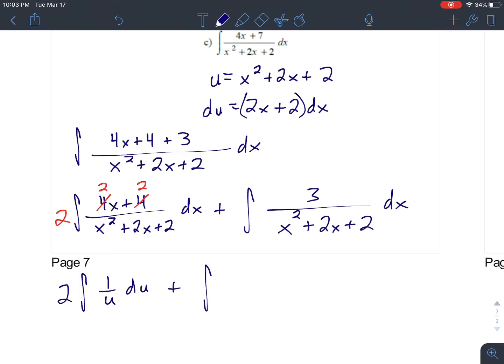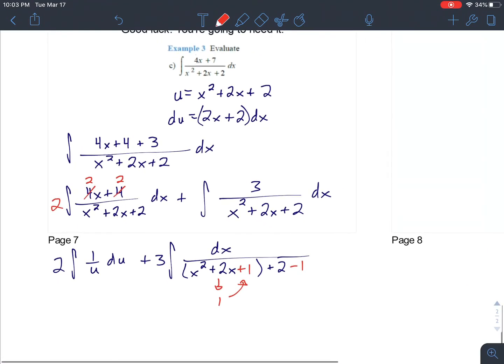And then for our second one, we are going to need to start completing the square. I'm going to move 3 out in front. We got dx on top. We're going to get x squared plus 2x, leave a space, plus 2, leave a space. Completing the square, half of that is 1. We square it, it's plus 1. You have to subtract 1 at the end. Now we are going to get 2. I'll integrate that into natural log of u.